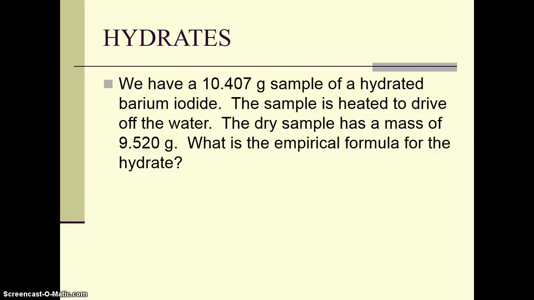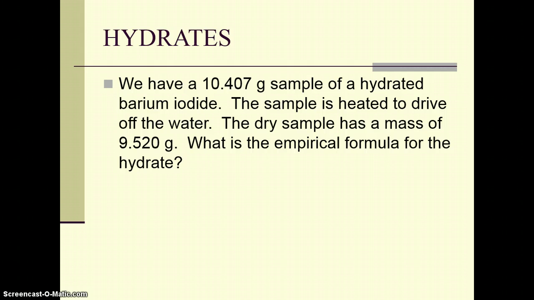For our last part on empirical molecular formulas, we're going to take a look at hydrates. Now, hydrates, remember, are compounds that have water loosely attached to them. So we're going to look at a 10.407 gram sample of hydrated barium iodide. So barium iodide is the hydrate. We heat the sample and we get rid of the water, and the dry sample has a mass of 9.520 grams. What is the empirical formula of the hydrate?